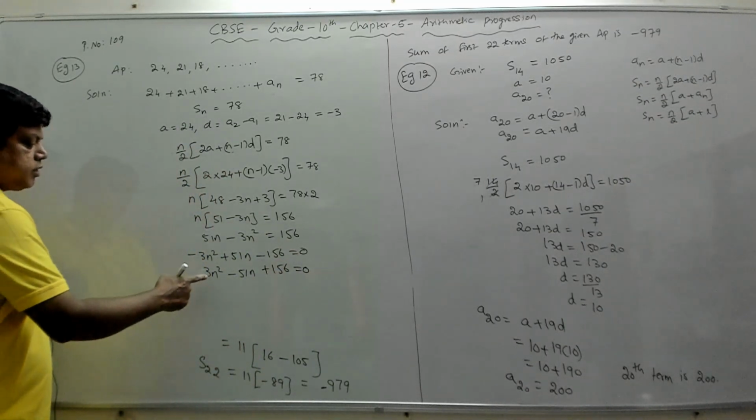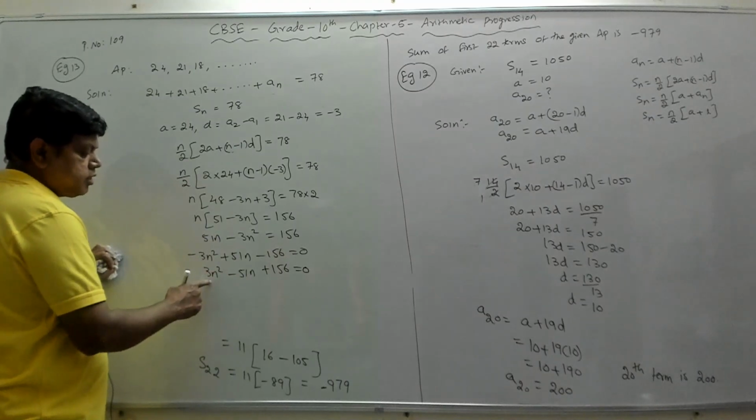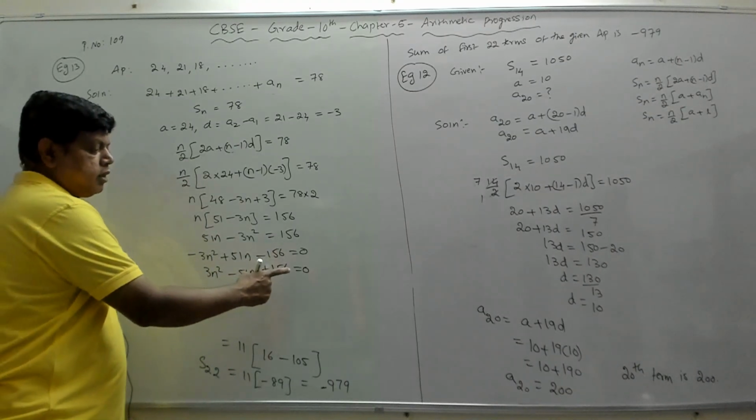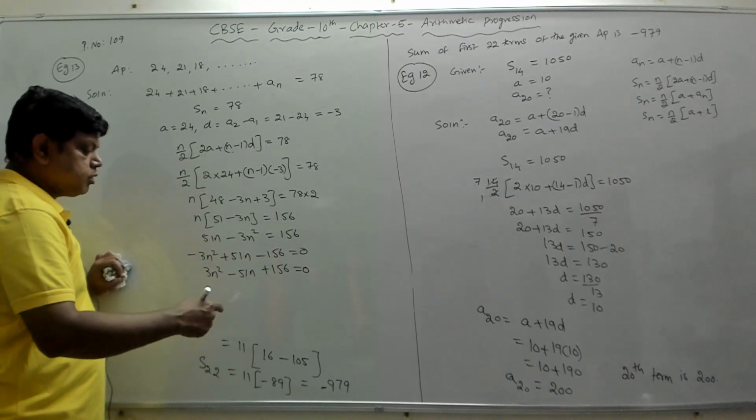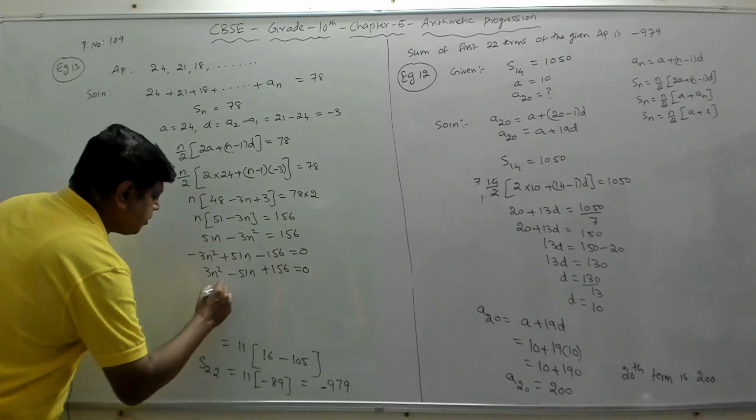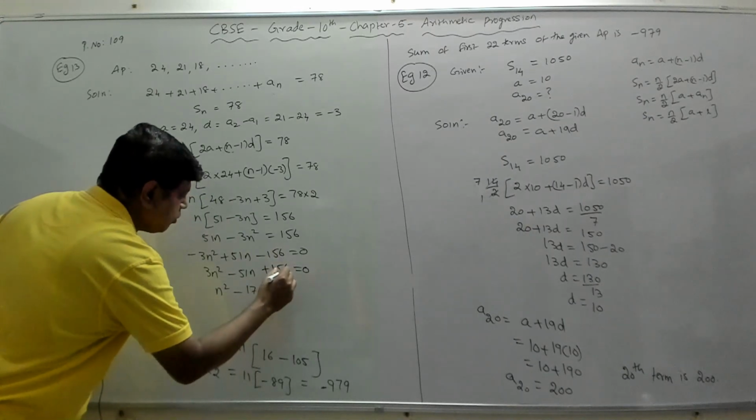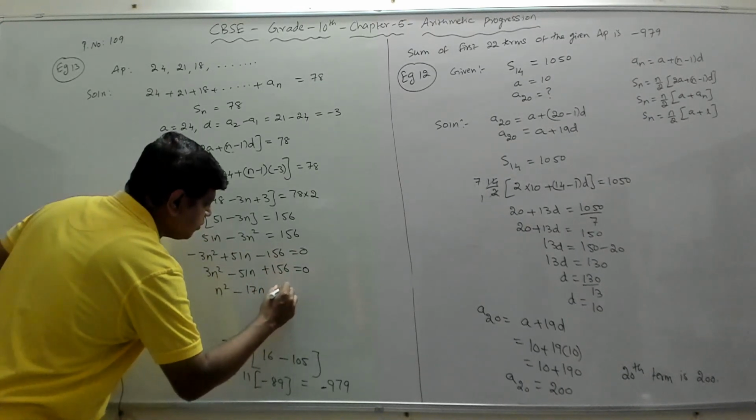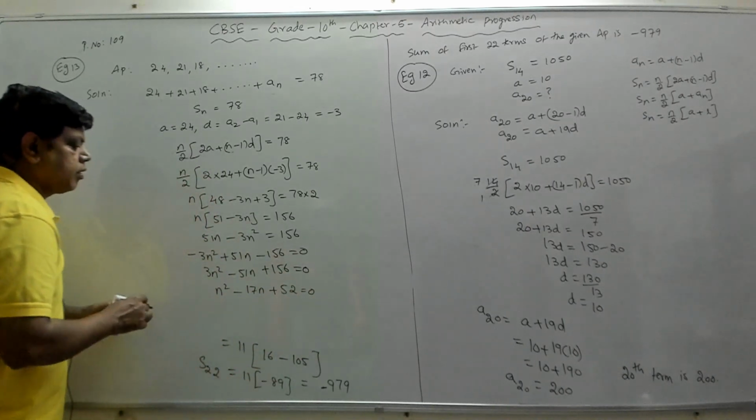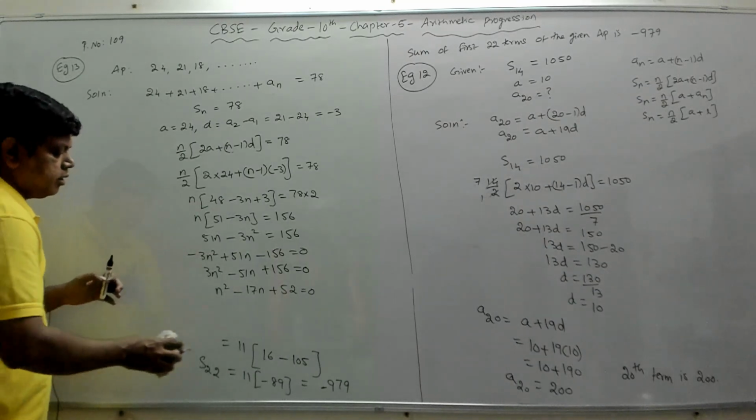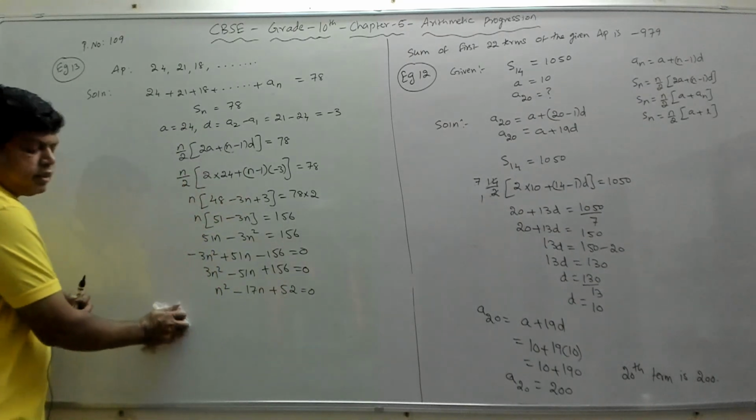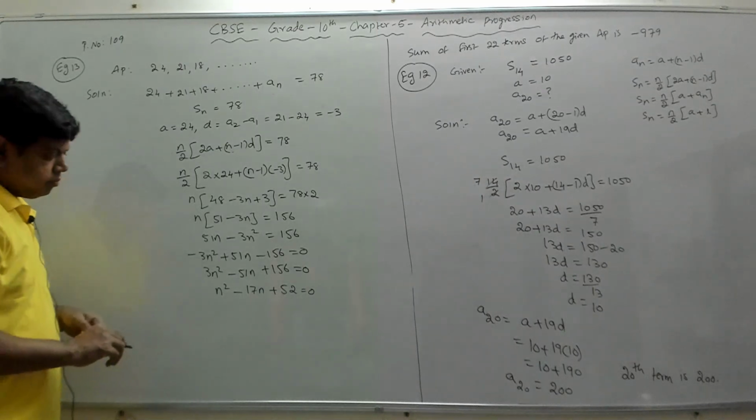Again, if you observe, 3 is common in everything. Each number is divisible by 3, this is divisible by 3, 156 is also divisible by 3. So we can cancel throughout by 3. Then this becomes n square minus 51 by 3 is 17n, 156 by 3 is 52, equal to 0. Right? Now we need to factorize and find the value of n.